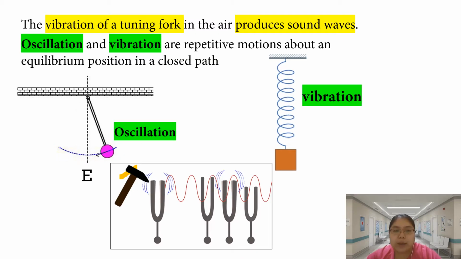Second one, we see the oscillation. Oscillation is a pendulum oscillating. Another one is a vibration. These two situations must have repeated motion about the equilibrium position in a closed path. Later we will explain what oscillation means and what vibration means. In these two situations, the thing being done is a repeated process.